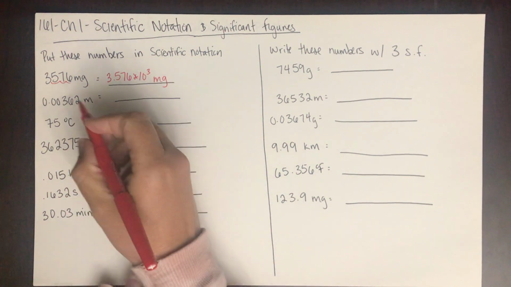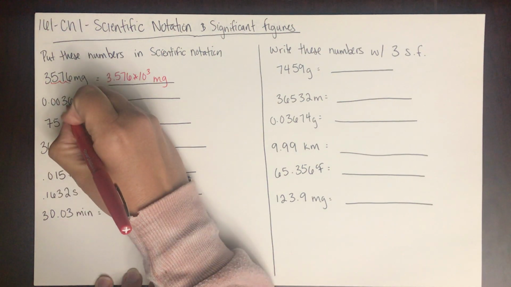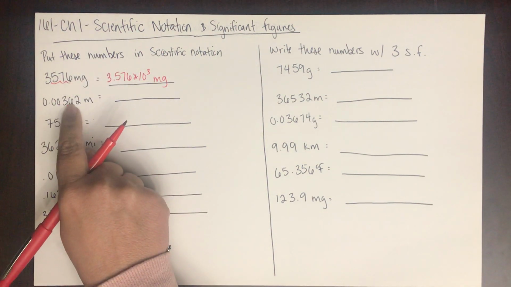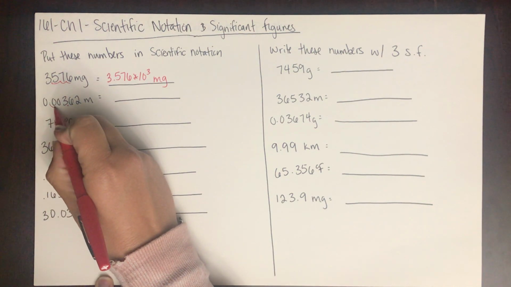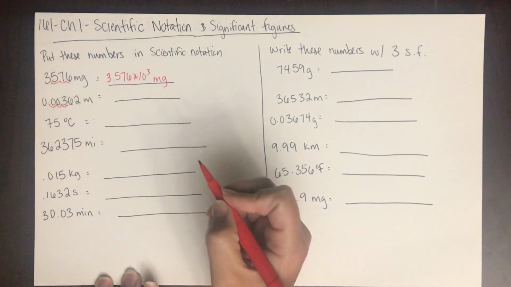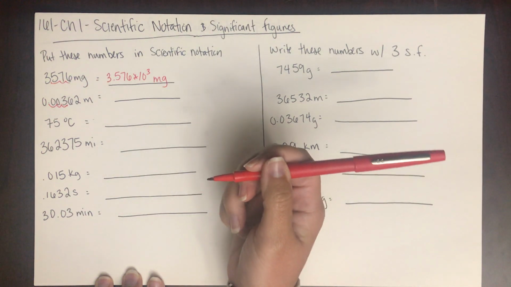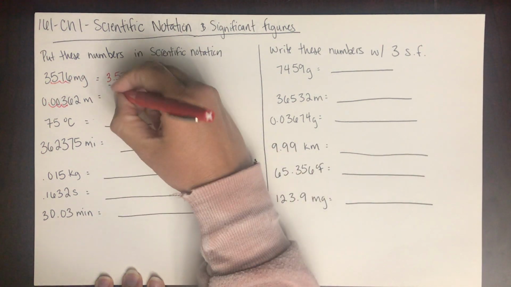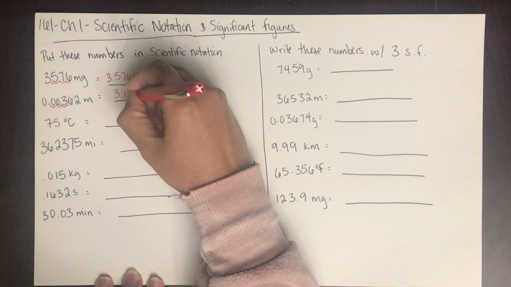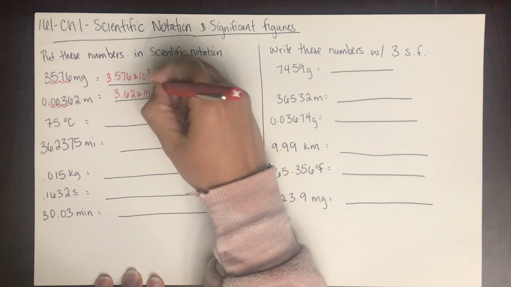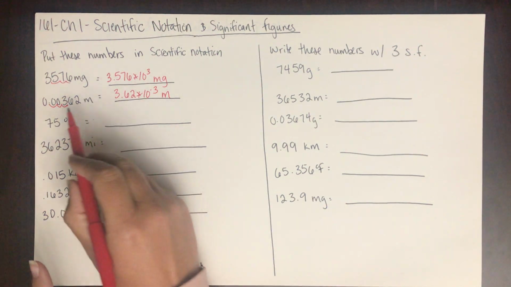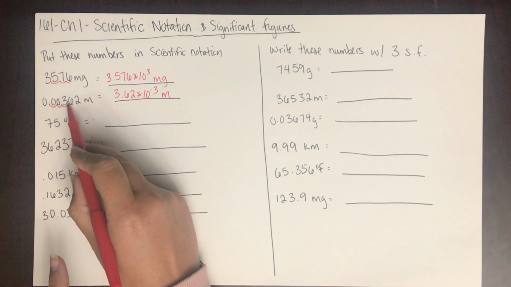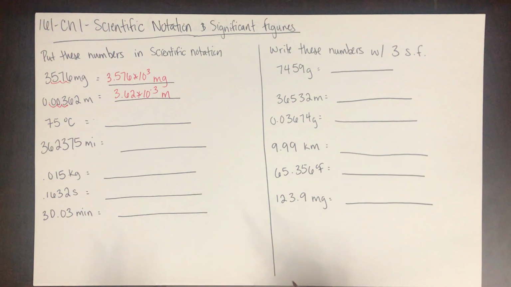So let's do another one. So I know I want the decimal place to be here to make this number 3.62, between 1 and 10. So I'm going to move the decimal place 1, 2, 3 places. This time I moved it to the right, which means it's going to be a negative exponent. So this number would be 3.62 times 10 to the negative 3 meters. So I moved the decimal point 1, 2, 3 places to the right, and now it's a negative exponent.